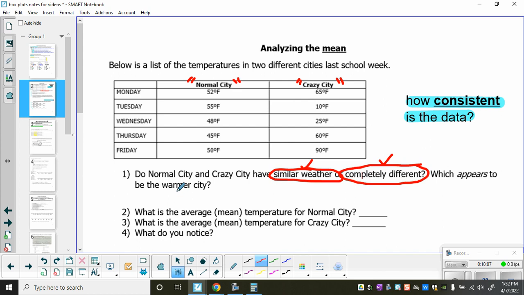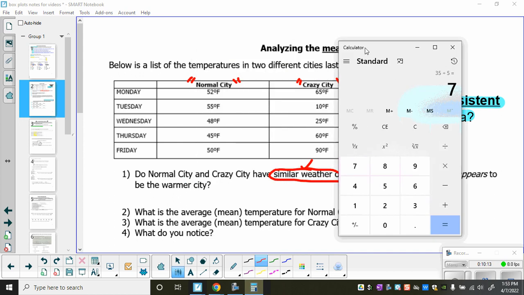All right. Now let's find the average for Normal City, and then we're going to find the average for Crazy City. So for Normal City, the first temperature we have here is a 52. I got a 55. I got a 48. I got another 45, and I got a 50. All right, cool. So that's 250. And I'm going to divide by 5. And so the average here is 50.